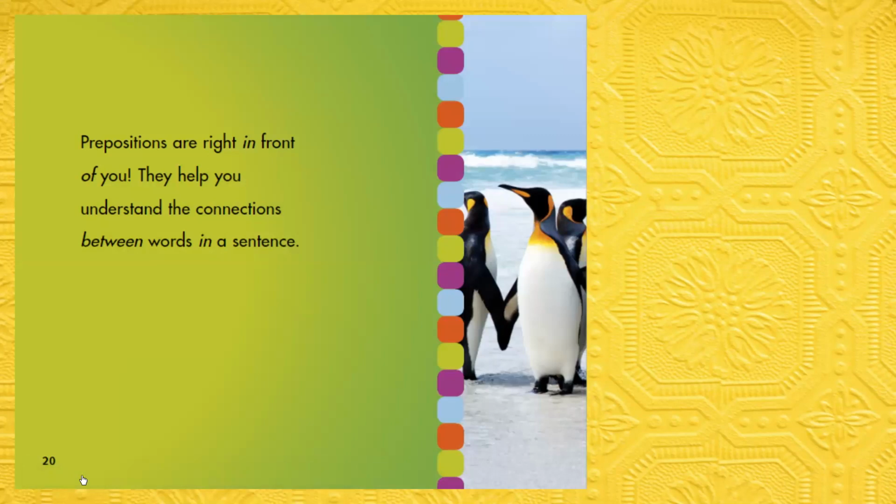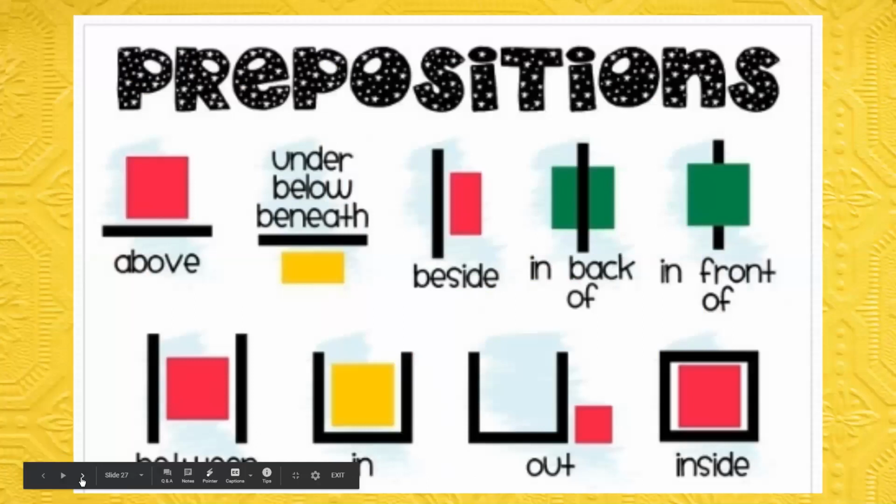Prepositions are right in front of you. They help you understand the connections between words in a sentence. So let's look at an anchor chart of some common prepositions. These prepositions show you where things are in relation to other things. Let's look at the block. It says the block is above the line.